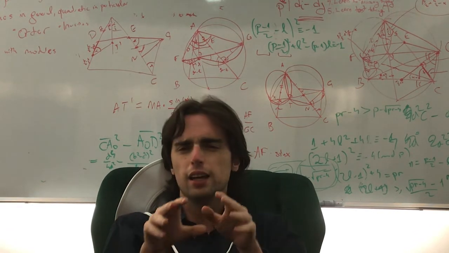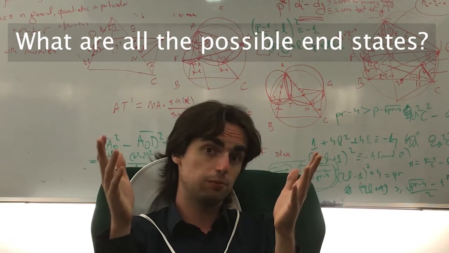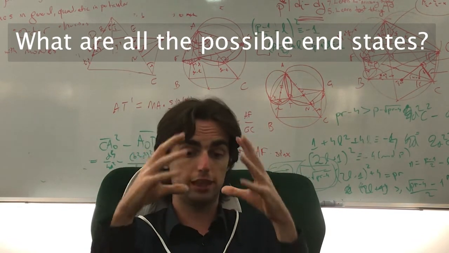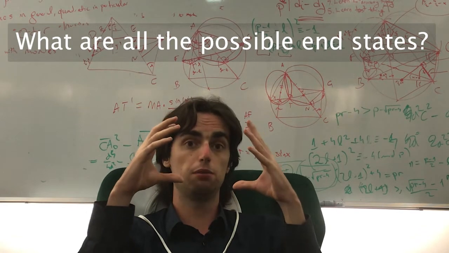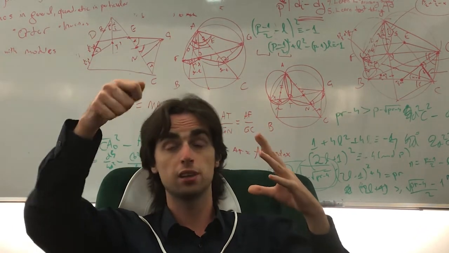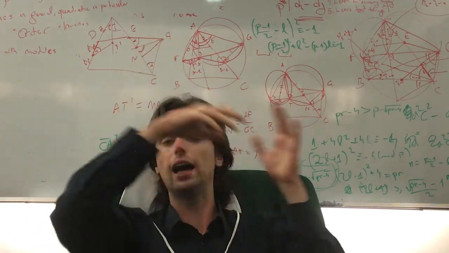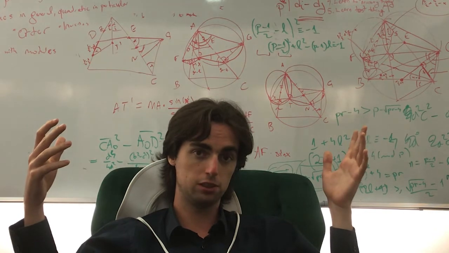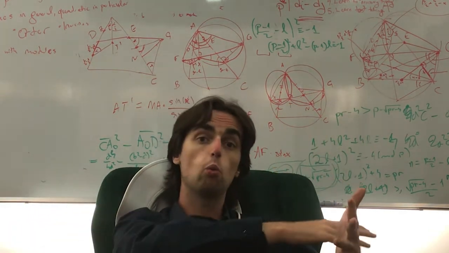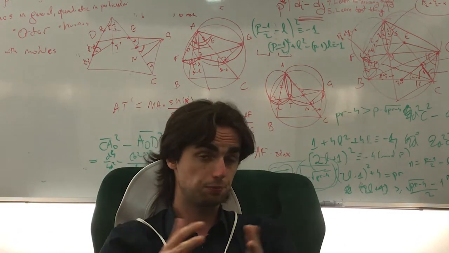One of them is, what are all the possible end states? There's a state that the problem is in before a transformation, then after a transformation it's in another state, and then another state. Then you might come to a point where you can't do any more transformations, and you ask yourself, what does that point look like? What are all the possibilities for that end state?